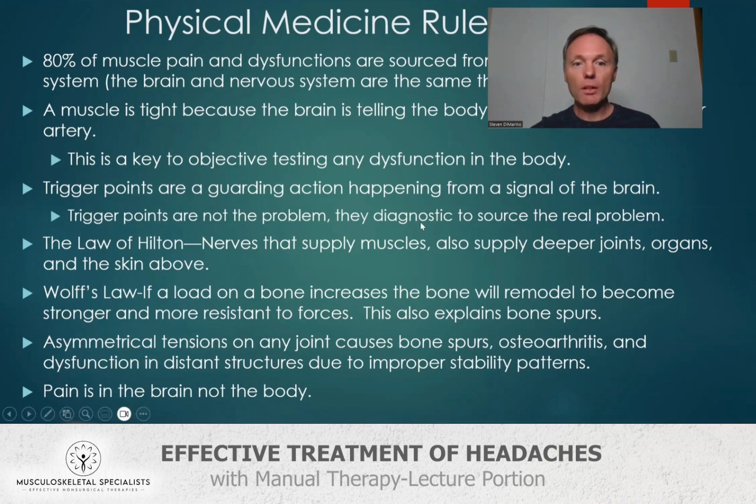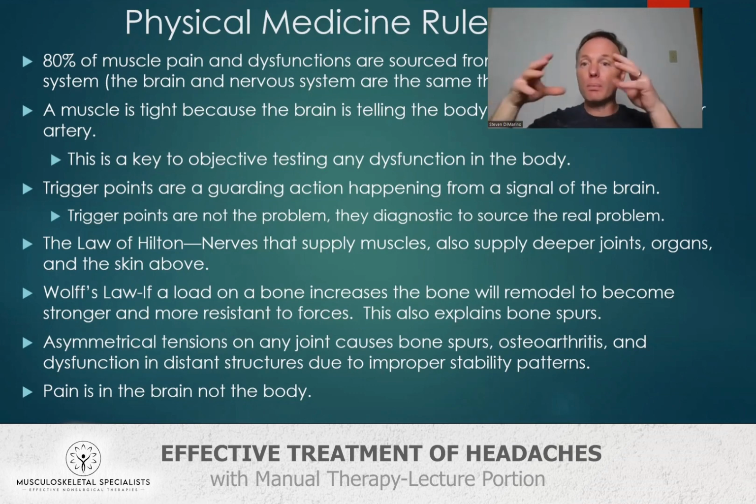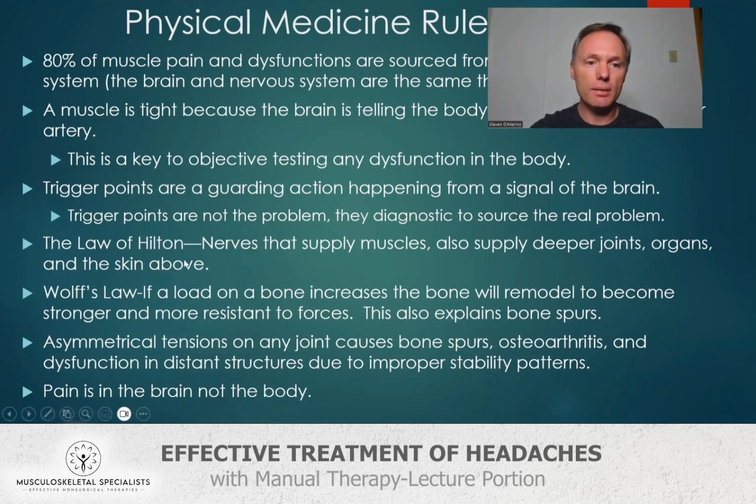Okay, the law of Hilton. Nerves that supply muscles also supply the deeper joints under that muscle, the organs under that muscle, and the skin above. Right? And so we're trying to treat the nervous system. If you've got some deep nerve problem within the liver and you can't get to it, well, if you know where that nerve is going, you can treat that nerve from distal places. Very effective. And this law of Hilton is a very good diagnostic.